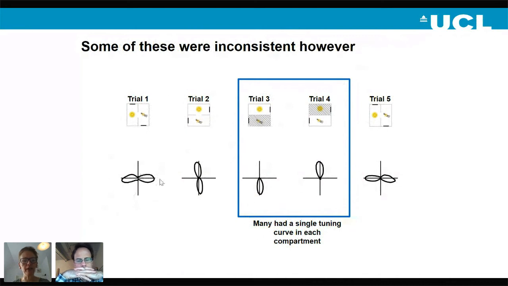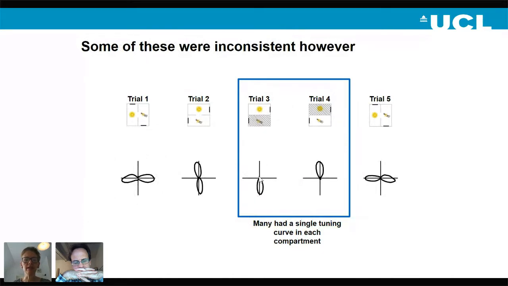Firing, so two tuning curves. And I sort of said, maybe it's two cells, but he said, well, they're always 180 degrees apart for a start, which seems odd. If it's just two cells, why would they always be 180 degrees? But also, if I close the door and just record in one compartment, now they have a single tuning curve.